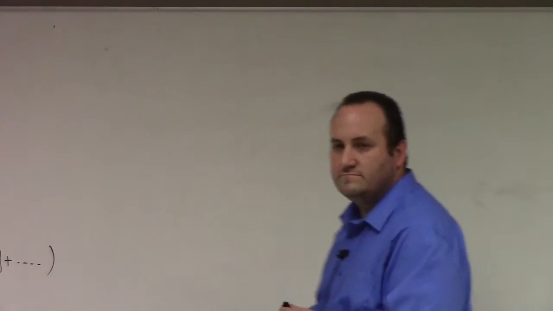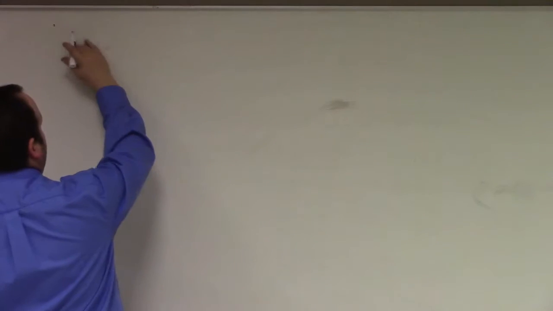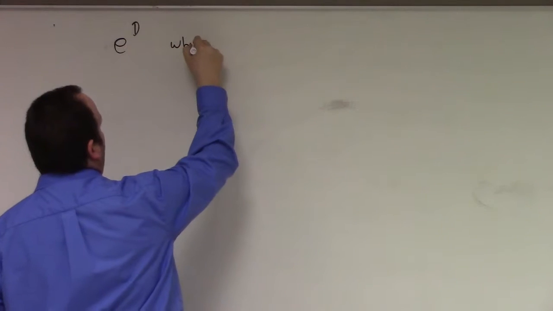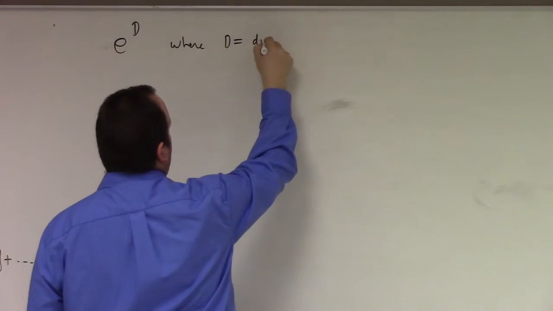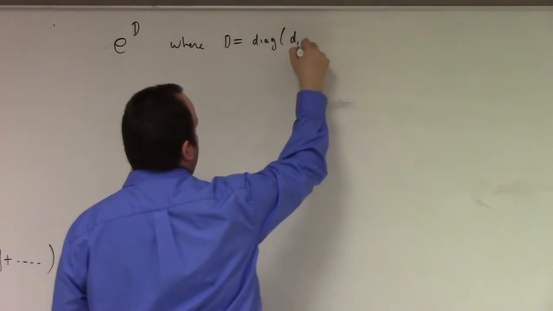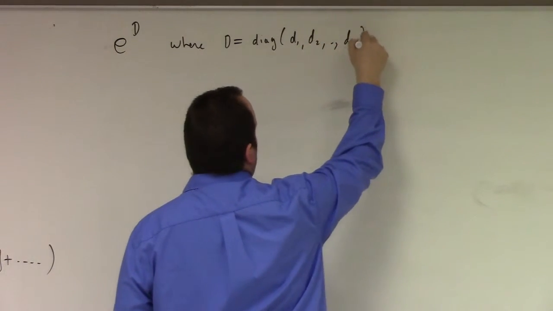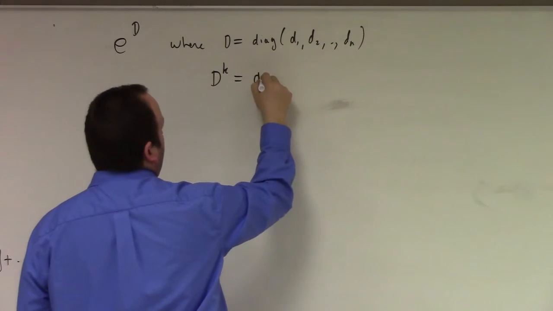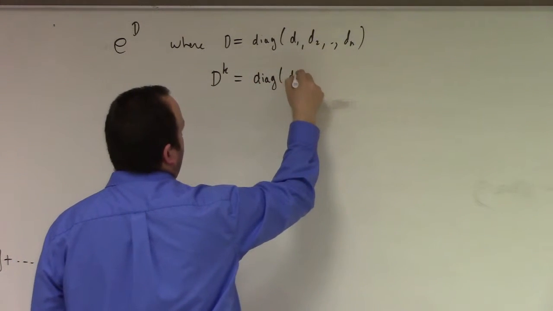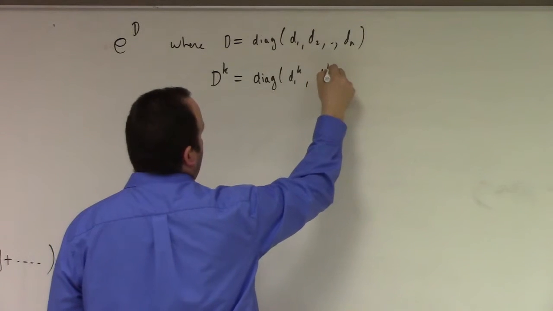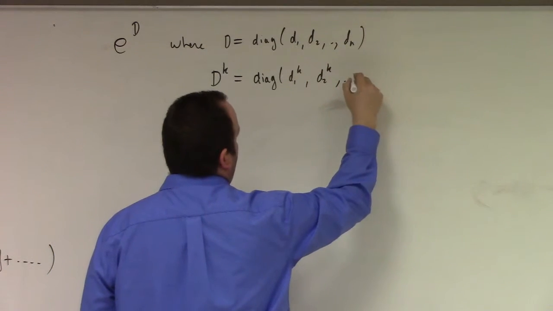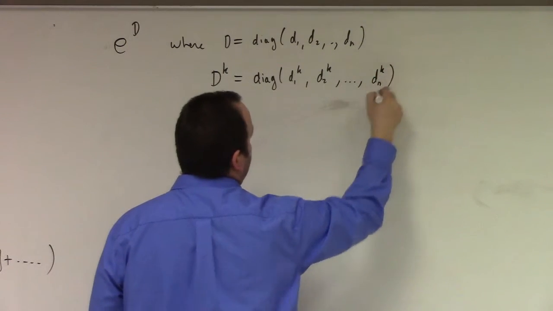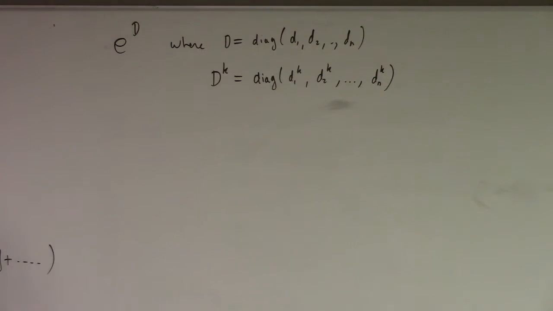Okay, so check this out. If I have e to the diagonal matrix D, where D is equal to, let's say, D1, D2, up to Dn, then what's D to the k power equal to? Think about it. It's the diagonal of what? D1 to the k, D2 to the k, and so forth, right? If you take the kth power of a diagonal matrix, it's the diagonal of the kth powers of the diagonal entries, right? Agree? I hope you agree.